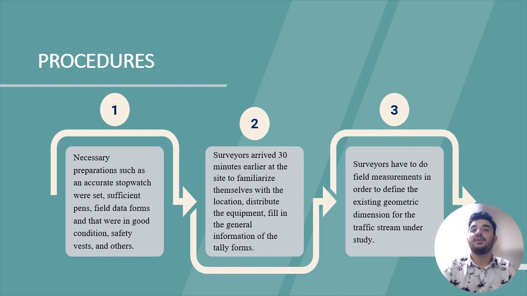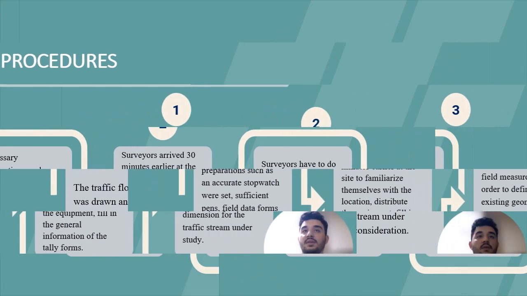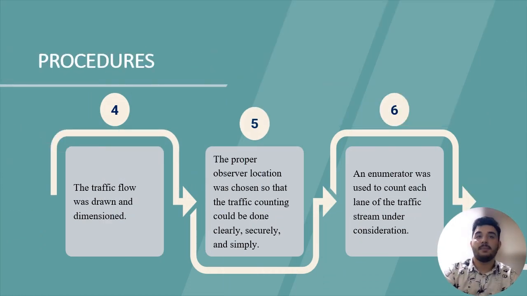Third, we had to do field measurements in order to define our geometric dimensions for the traffic stream under study. For our fourth step, the traffic flow was drawn and dimensioned for each lane. The next step, a proper observer location was chosen so that traffic counting could be done more secure, clear, and simple. And also we used an enumerator to count each lane of the traffic stream under consideration.